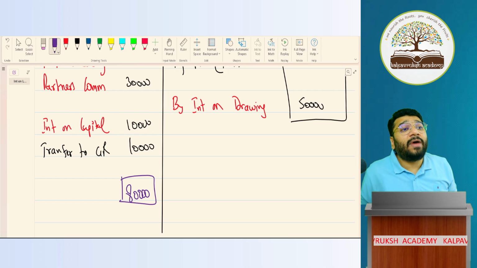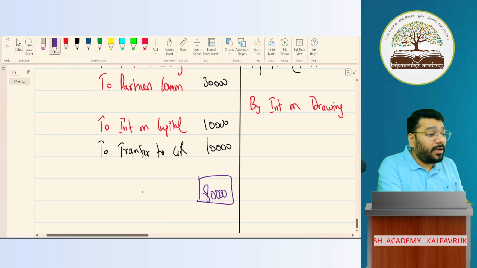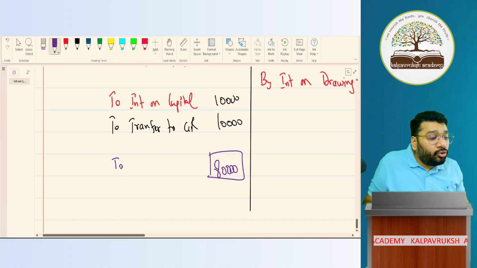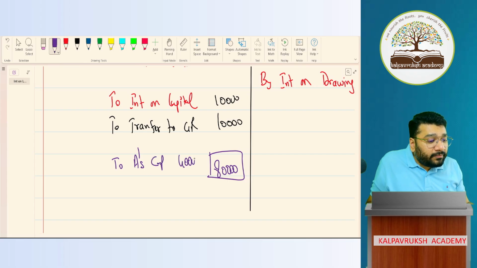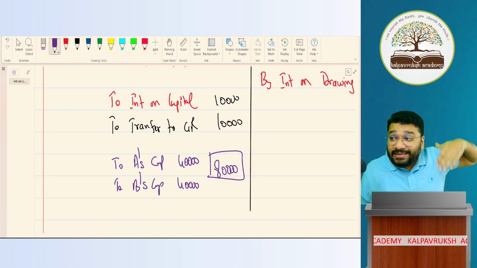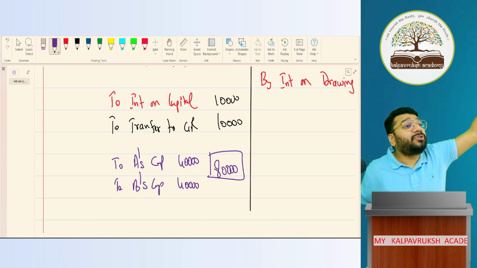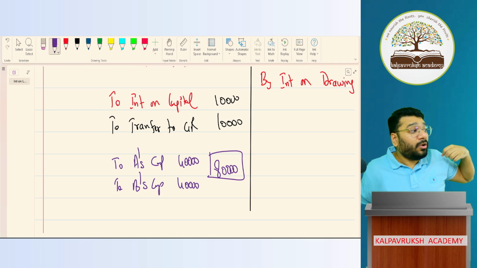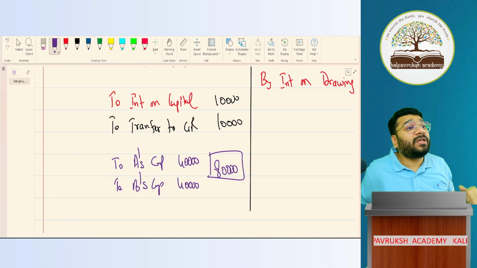This I will transfer to the partners' capital account. So here I will record 2 A's capital 40,000 and 2 B's capital 40,000. Okay, not okay? Because this money we have to pay to the partner. Anything that I have to pay to the partner should be captured in the capital account.